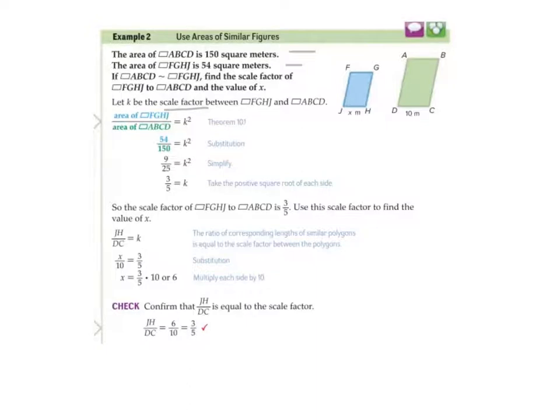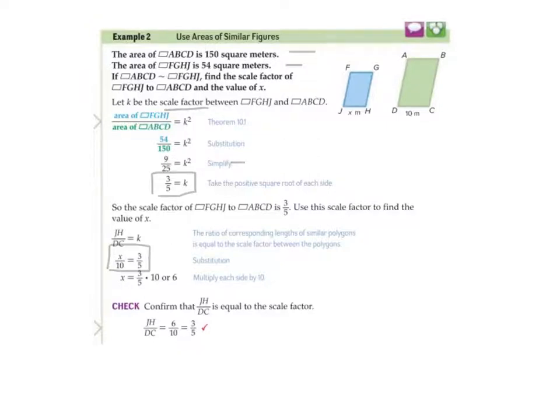And so 54/150, that will simplify down to 9/25, and then you've got to square root that, and so you will finish up with the scale factor of 3/5. In other words, the blue one is 3/5 of the green one. So now we use that again in ratio and proportion, so we're putting them in the same pattern again. So this time we've got x over 10, because we've got to find the smaller one.